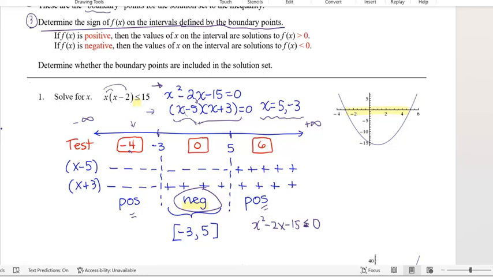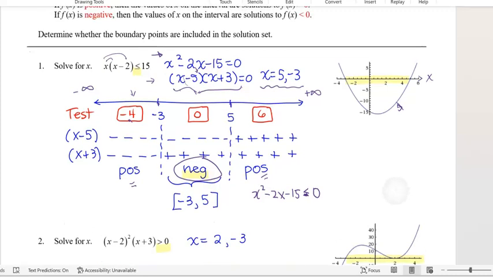You see here's your graph for x squared minus 2x minus 15, and on this part under the x-axis, this is less than 0. Okay, then we are comfortable moving to the next one.